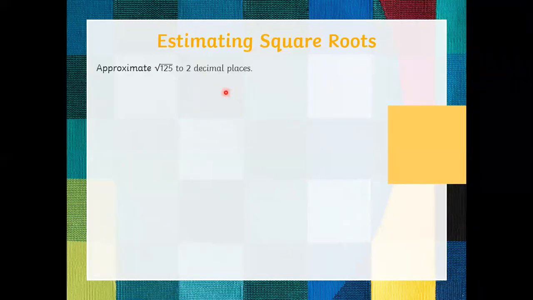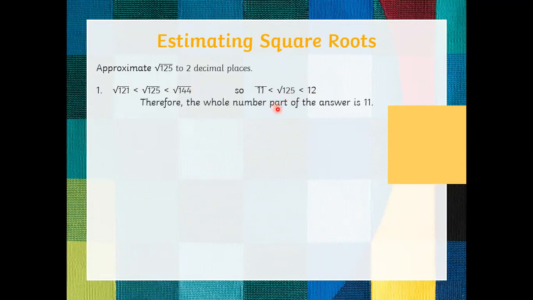Okay, now we are asked to approximate the square root of 125 to 2 decimal places. So for the first step, the square root of 125 is greater than the square root of 121 and less than the square root of 144. So that means the square root of 125 is greater than 11, because we know that this is equal to 11, and we know that the square root of 144 is equal to 12. So it's in between 11 and 12. Therefore, the whole number part of the answer is 11.